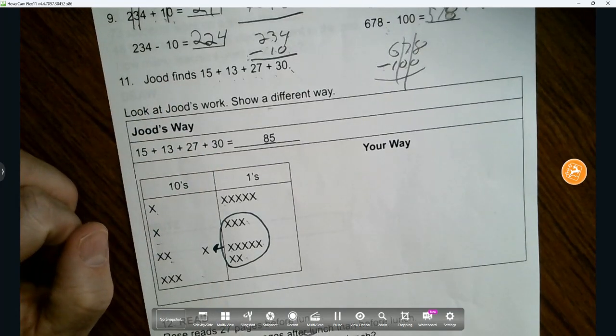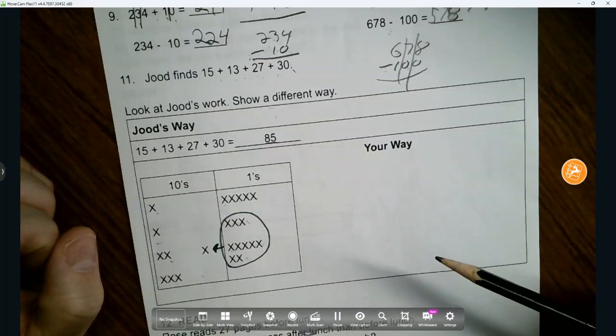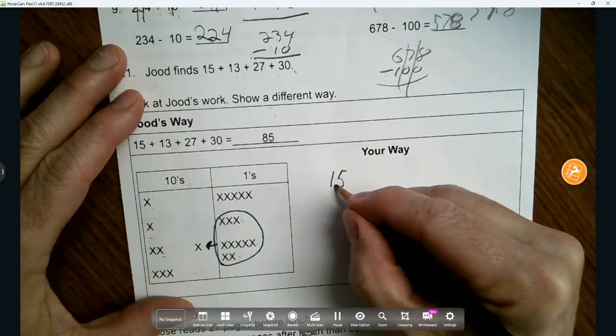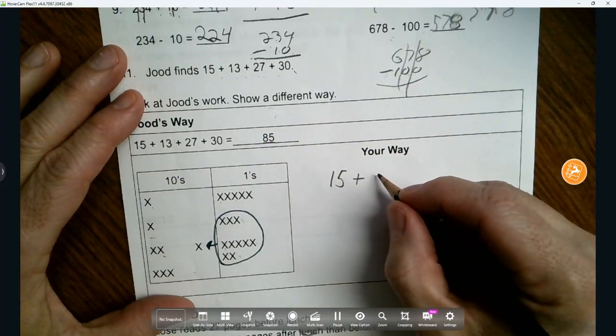All right. It says show a different way. All right. I got a different way. We're going to do 10 buddies. How's that sound? Let's make some friends today. 10 buddies.